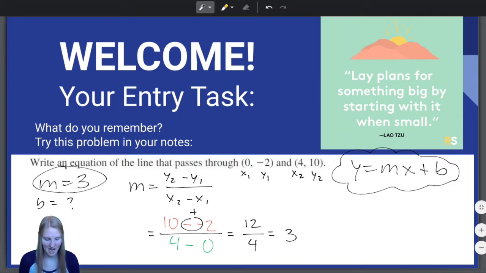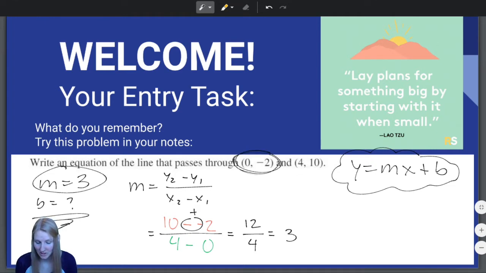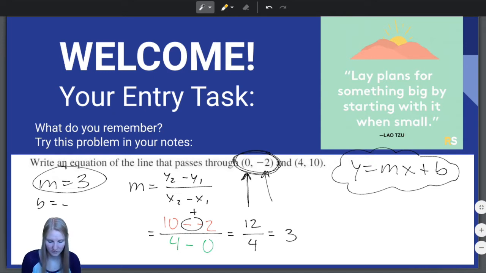Wonderful. All right, now what about b? In order to figure out what b is, we need to look at our points. Notice that the first point has an x-coordinate of 0. The y-intercept is what b is, and the y-intercept happens when x is 0. So my y-intercept, or b, is -2.